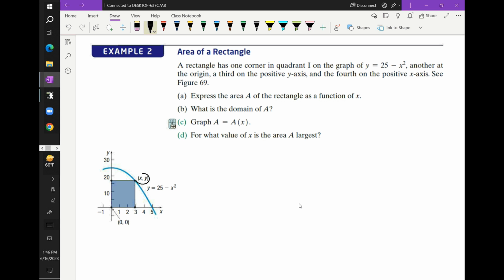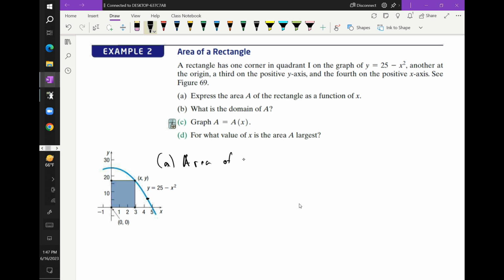So whatever our x-y pair is here, the x is going to be also on the x-axis and the y will be on the y-axis. Interesting about this, wherever our x, y end up, then we end up with a rectangle. So if we have an x, y pair here, then our rectangle would be something like this. If we have an x, y pair over here, then our rectangle is going to be over here. So that rectangle is going to change based off what our point is on the graph of 25 minus x squared. So letter A asks us to express the area of the rectangle as a function of x.